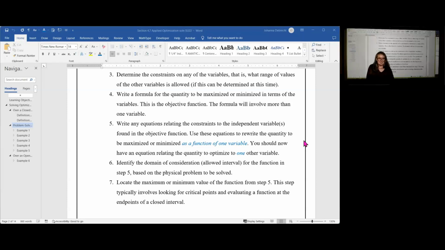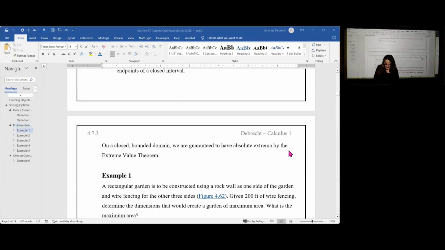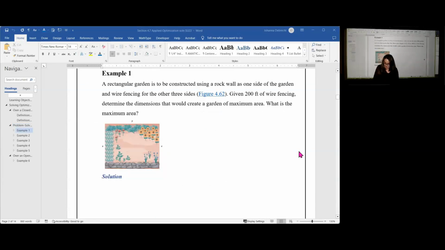This is pretty much everything you have to learn in this particular problem, except that you need some experience now in setting these problems up. So I'm going to model this for you now. We're going to read it one time through just to get a vague idea of what kinds of formulas might be important. A rectangular garden is to be constructed using a rock wall as one side of the garden and wire fencing for the other 3 sides. Given 200 feet of wire fencing, determine the dimensions that would create a garden of maximum area.